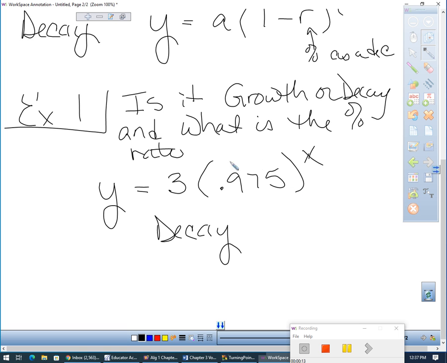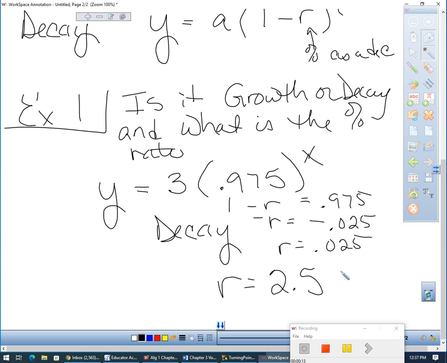So remember that this represents 1 minus our r is going to equal 0.975, right? So then we can solve for r. Technically, we would subtract 1, right? So you get negative r equals negative 0.025. Dividing both sides by a negative, r equals 0.025. So really, what is our rate as a percentage? 2.5. Now I'm going to put a percent sign there so we remember it's percent that we're finding.